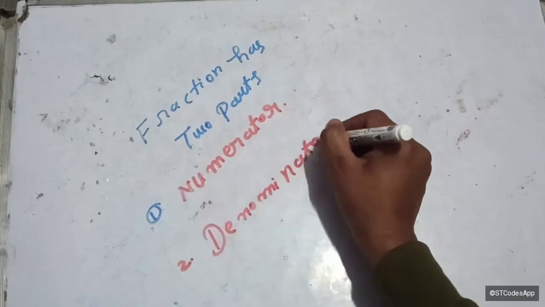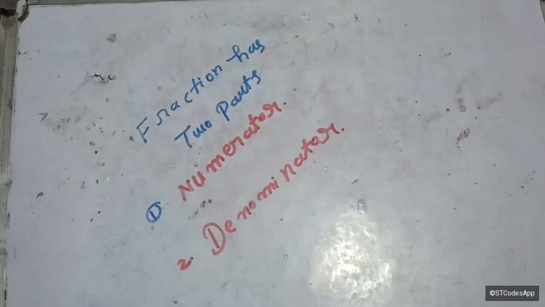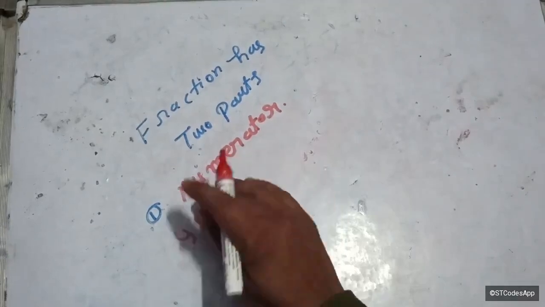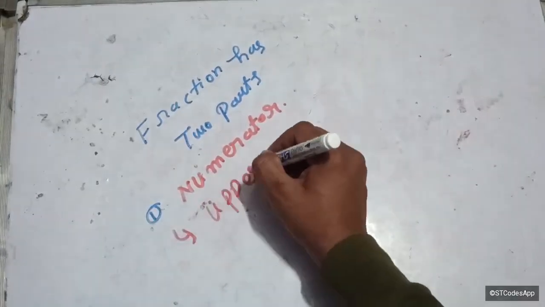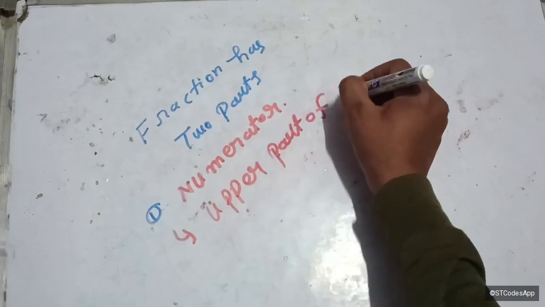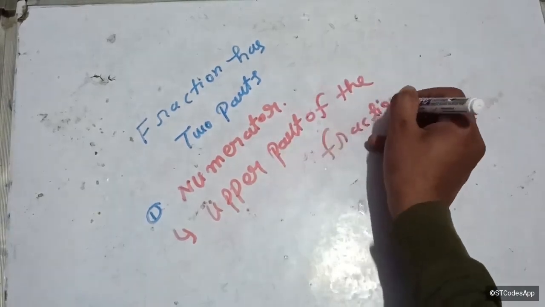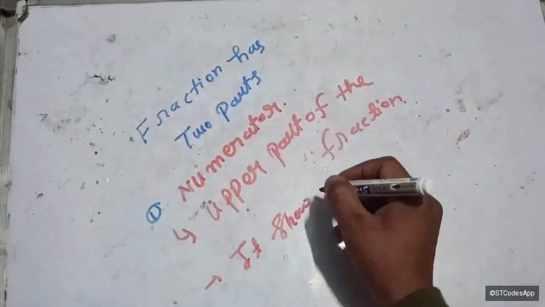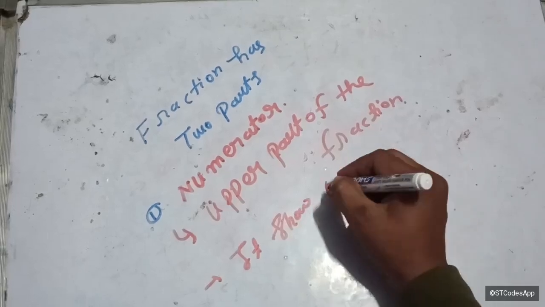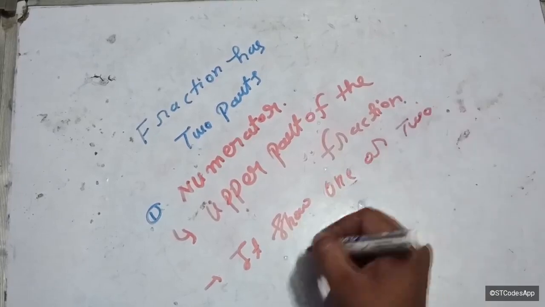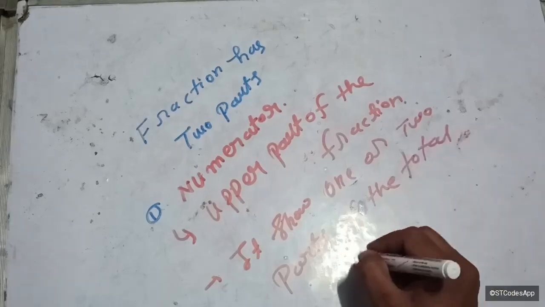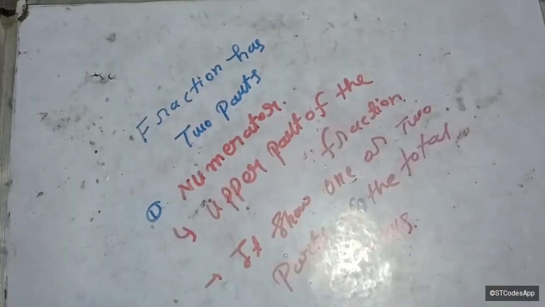Firstly, we are going to learn what is a numerator. The numerator is the upper part of the fraction. What does it show? It shows one or two parts of the total things.